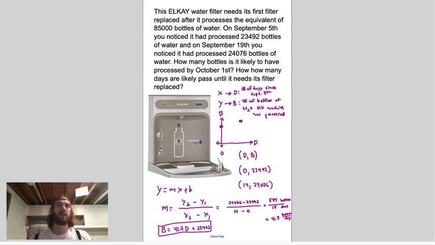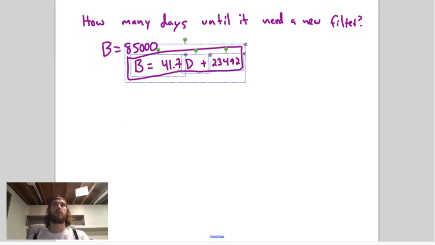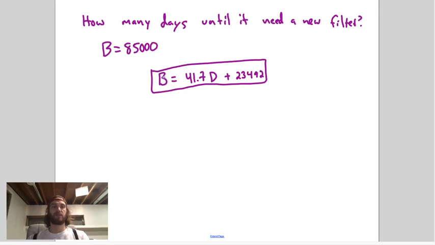But now I'm asking how many days are likely to pass. So now I'm saying basically we want to know how many days, and I'm giving you the number of bottles that's processed. So we have B equals 85,000. This is our point that we're plugging in. So we're going to go to our equation yet again, bring this down, and now 85,000 is going in for B. So we can ask our equation a question. The equation holds the key, right? So I'm going to go to here: 41.7 times D plus 23,492.